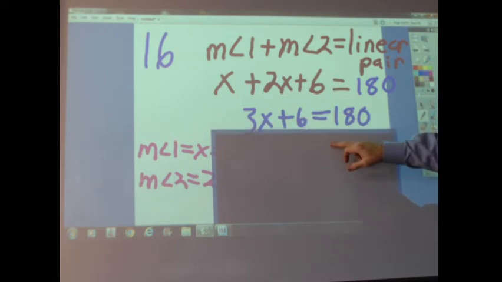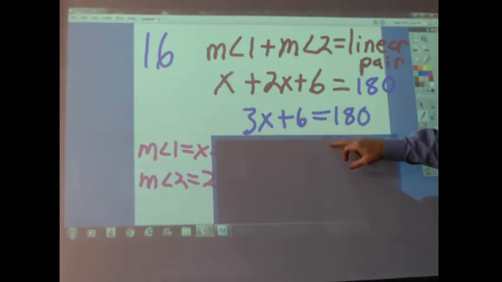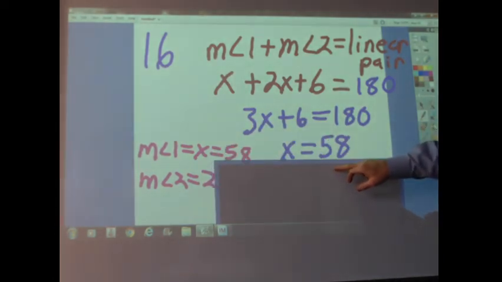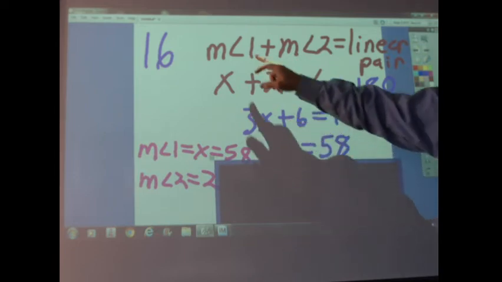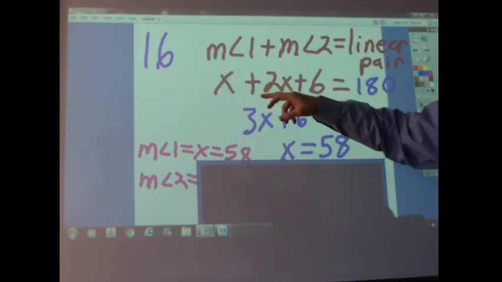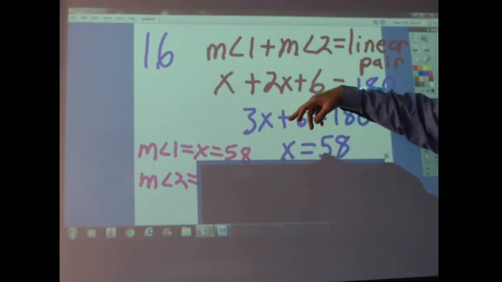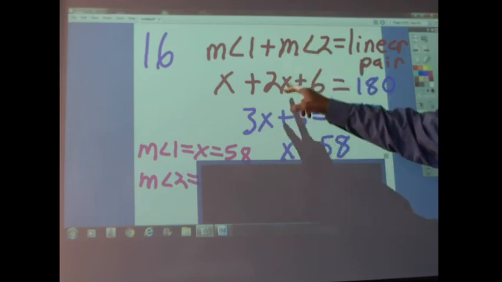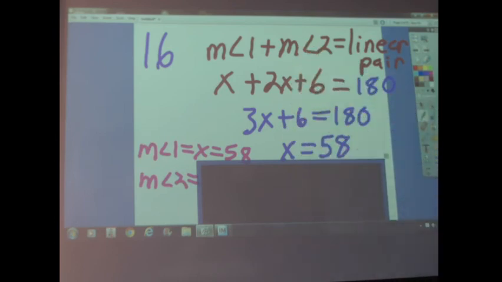So now I'm going to solve 3x plus 6, and so I figure that x is 58. So now I know the measure of angle 1. Well, if I know the measure of angle 1, since the measure of angle 2 is this, I can now plug 58 in. All right, and then somebody asked about question 17. Again, that's on the video I posted on Saturday.